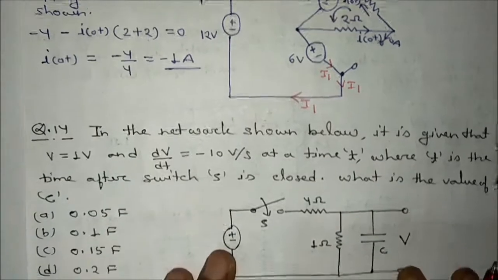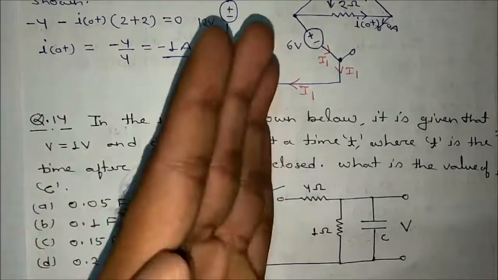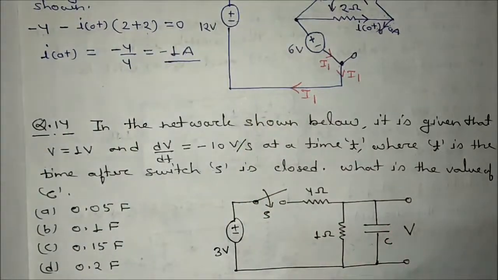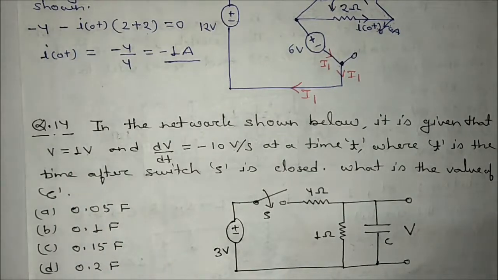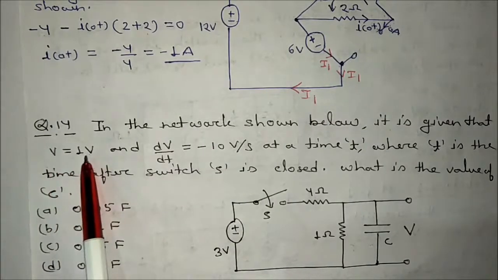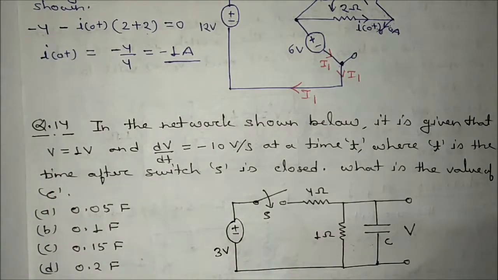But if you see the circuit, it has become source free, but this capacitor is already charged. Is it okay? Because VC 0 plus and VC 0 minus will be the same. So if VC 0 plus is equal to 1 volt, that means VC 0 minus will also be 1 volt. Don't bother about what the circuit is representing here.